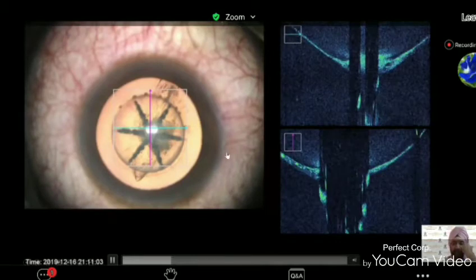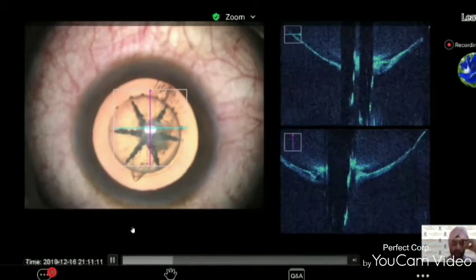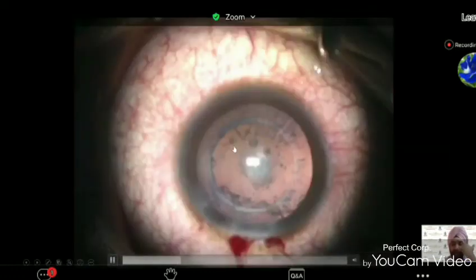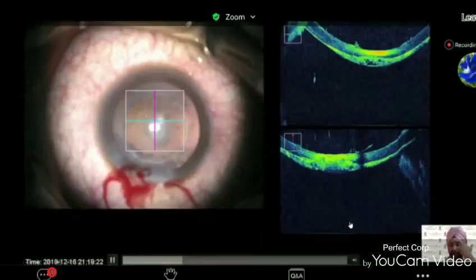You can see here that this is the area. Now watch, no hydrodissection, no hydrodelineation. I have been able to remove all this very well. See here again, you can see that there is a rent which is showing you.